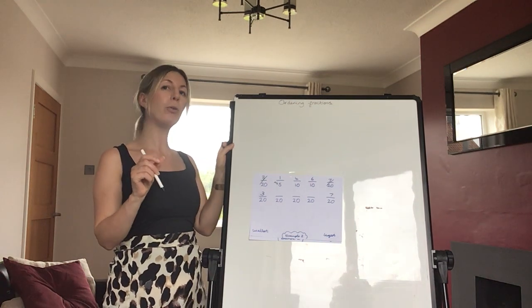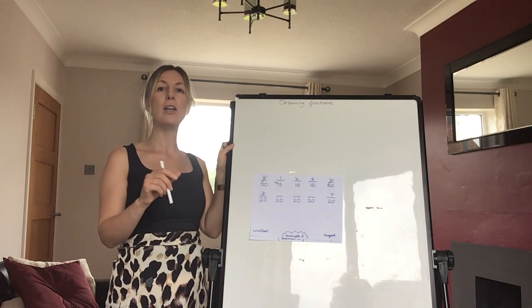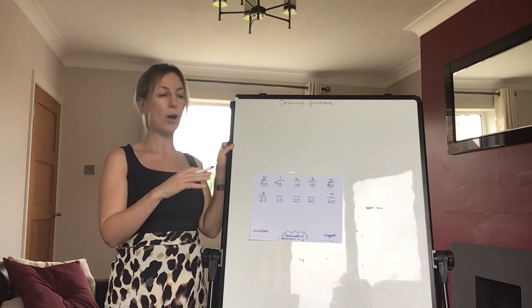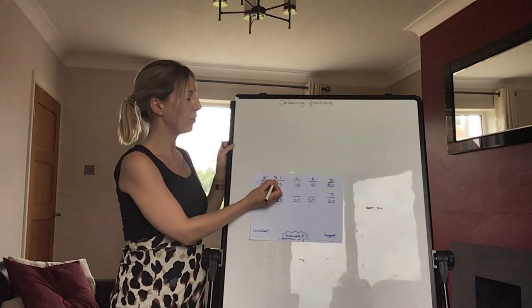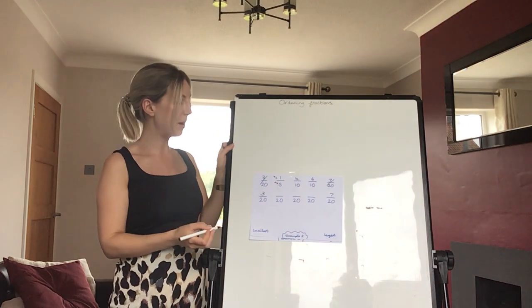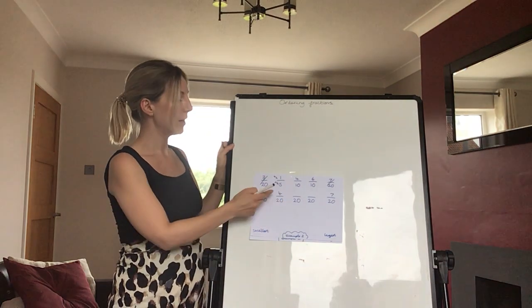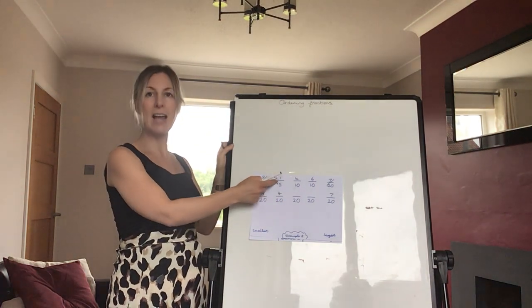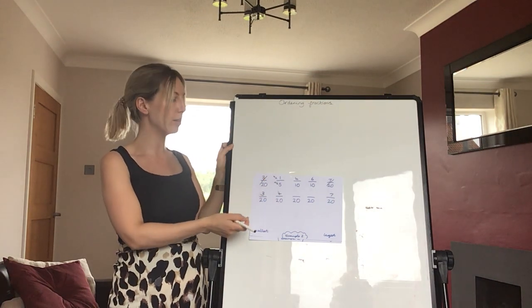Now, the key rule when we're finding equivalent fractions is whatever we do to the bottom, we do to the top. Because we've multiplied this by 4, we're also going to multiply the numerator by 4. So this one is 4/20. So they are the same fraction, they are equivalent fractions.